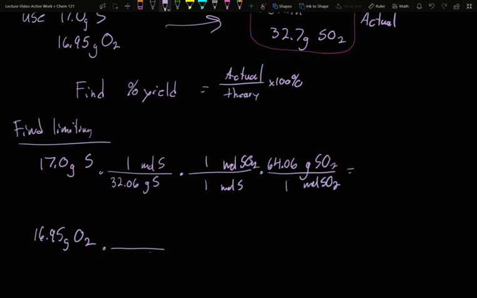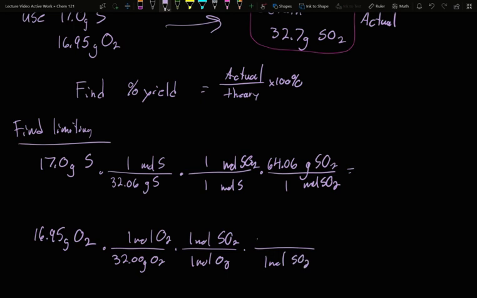I'm going to do the same for the dioxygen. It is 32.00 grams of O2 in every 1 mole of O2. It is 1 mole of O2 for every 1 mole of SO2. And 1 mole SO2 is 64.06 grams of SO2. And so we can calculate what mass of product each of these starting materials could produce. That'll give us 33.968 grams SO2 from the sulfur.